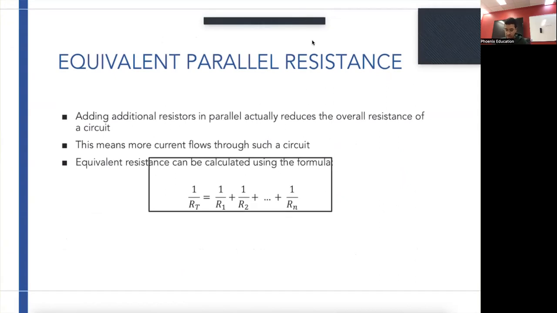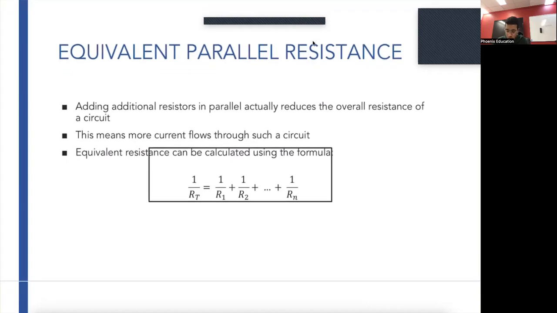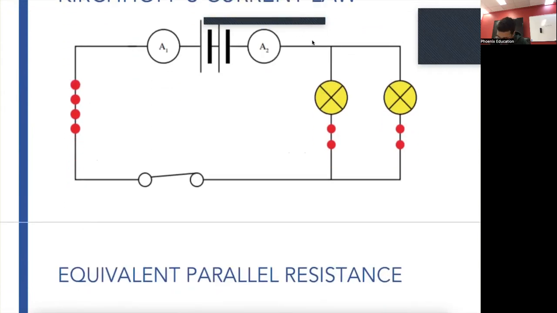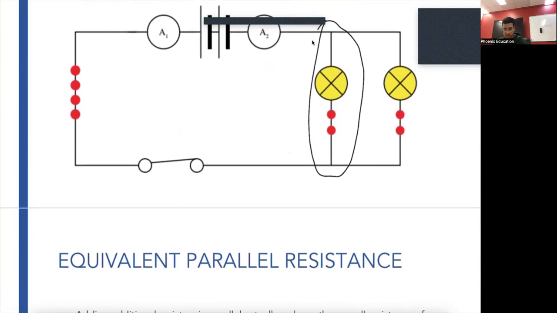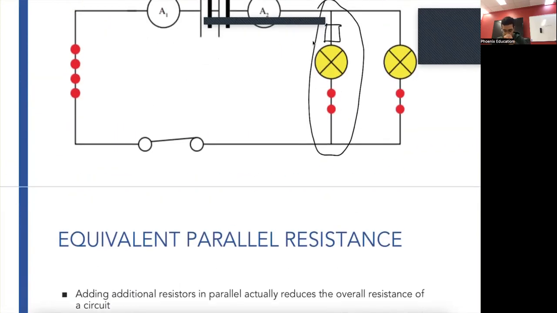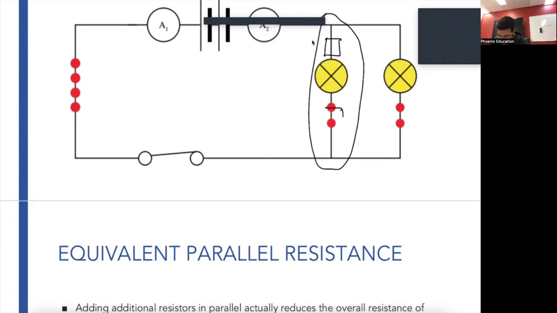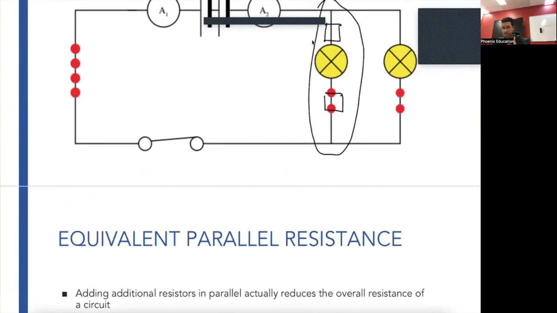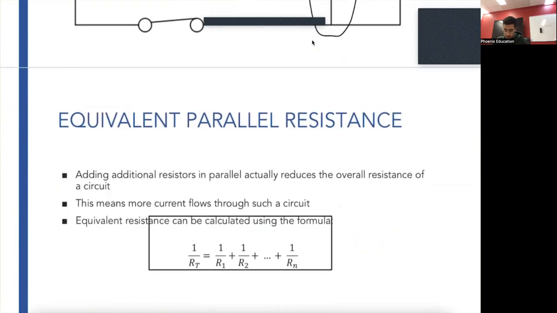So the total resistance in a parallel circuit is given by this. 1 over RT is given by 1 over R1, where R1 is the resistance in one branch, okay? So if this branch was our branch 1, the total resistance in this branch would be our R1. So it's not just considering one resistor. If we had multiple resistors, so if we had 2 resistors, 3 resistors, R1 would be the total resistance of one branch. And that's how you'd calculate this formula.